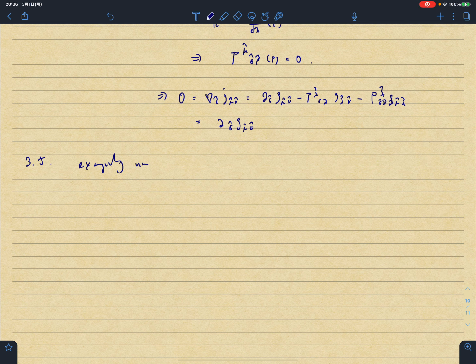Section 3.5, the expanding universe revisited. Let's put some of the technology we have developed to work in understanding a simple example. Recall the expanding universe metric we studied in chapter 2. Okay, this is an expanding universe.